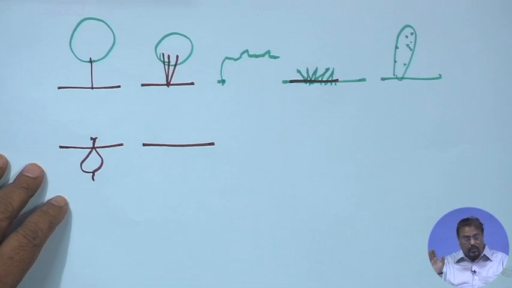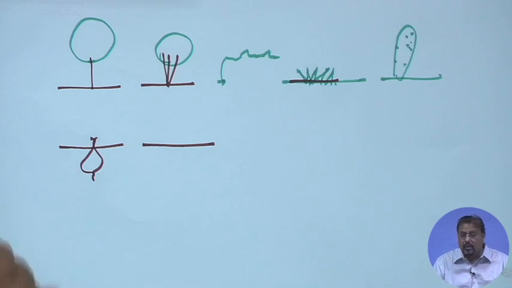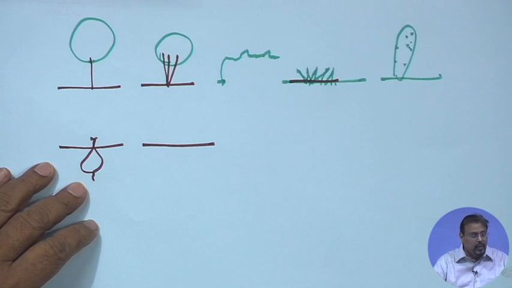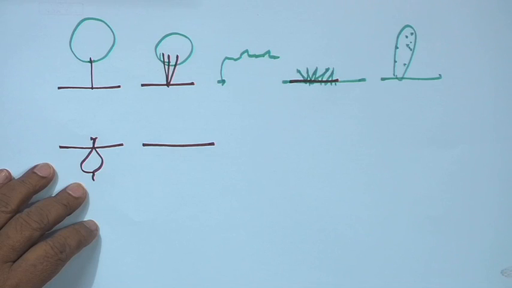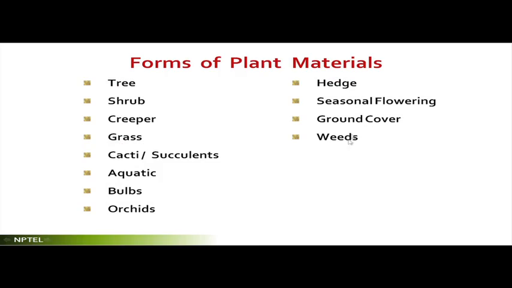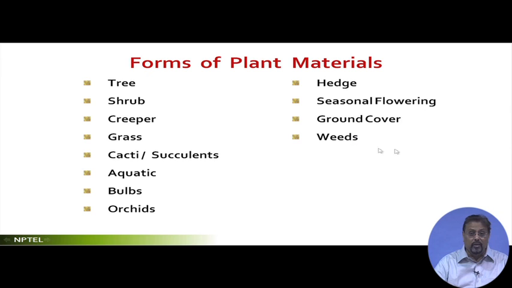There are different kinds of species, but the point is, there are some more terms you will be hearing. That terminology I have just listed over here. Look at the screen: hedge, seasonal flowering, ground cover, weeds. Now they are not plants by themselves. These are different kinds of appearance of the plants in their own selves. Let me explain. It is very hard to explain this.